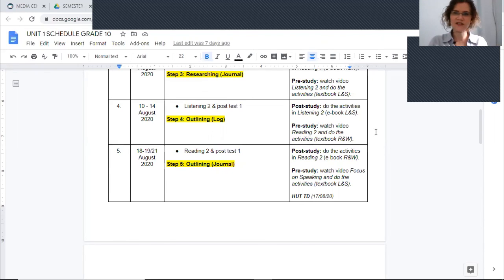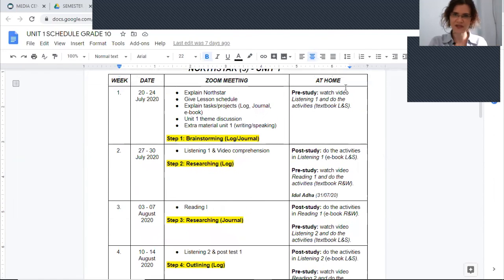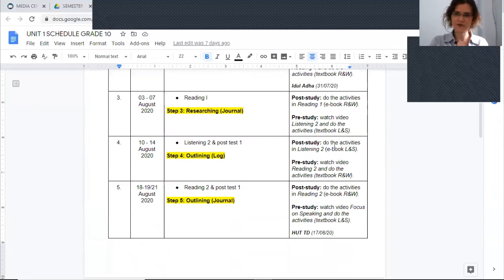If you haven't done this one yet and this one yet, you should do that fast because you have to keep up. This one should have been done. Pre-study listening 1, pre-study and post-study listening 1, post-study reading 1 should already be done. Because now you're going to focus on post-study listening 2. So make sure that you follow the schedule. If you follow the schedule, you're cool with your pre-study, you're cool with your study, which is your Zoom meeting, you're cool with your post-study, and you're cool with your projects. You gotta follow the steps, okay?